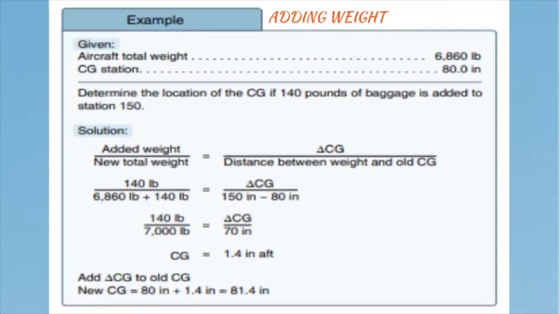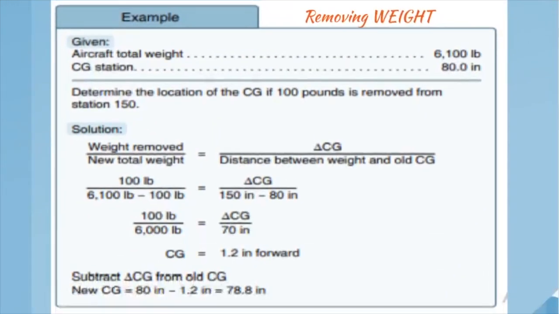This is for adding weight. Remember, if you're adding weight, the CG is going to move backwards or aft. That means the difference of the CG needs to be added to the previous CG. Then removing the weight, we're going to do the same thing, but now we're going to subtract the 1.2 inches that move forward and subtract it from the previous CG.